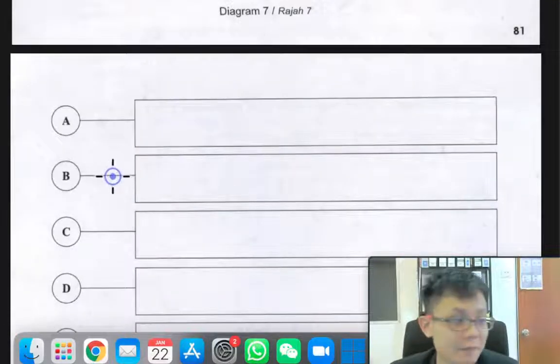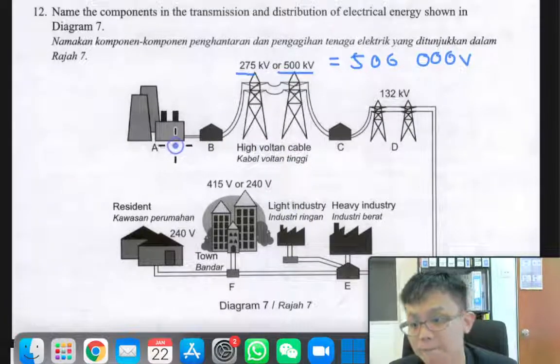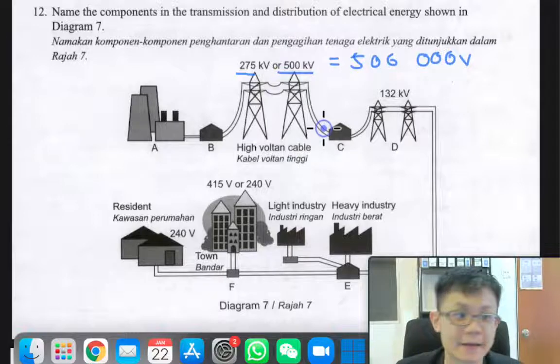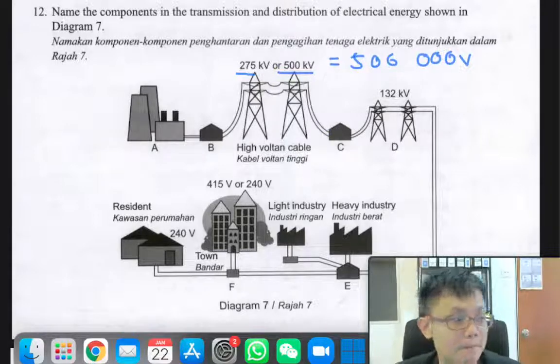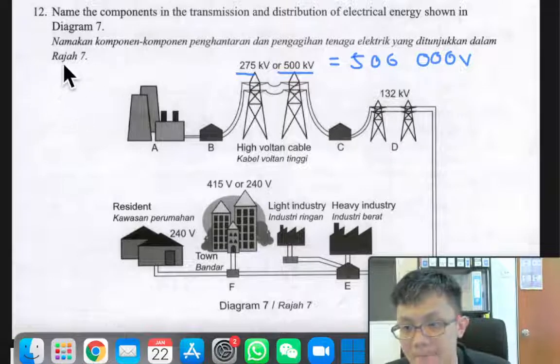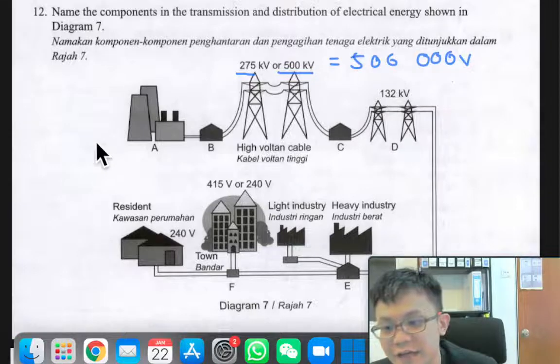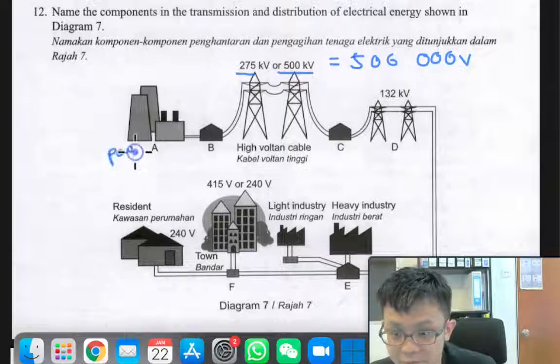Okay, A, B, C, D, E. So what is A, B, C, D, E? What is A? Very good. Okay, so A is the power station. How about B?